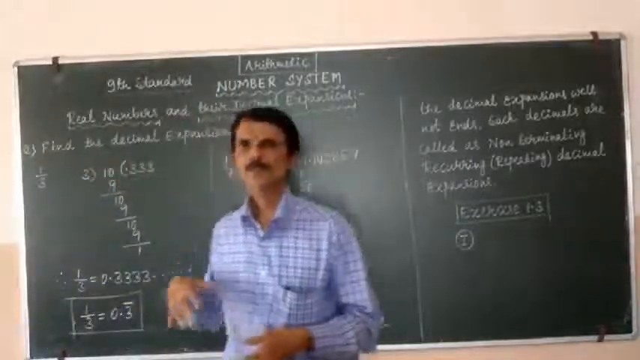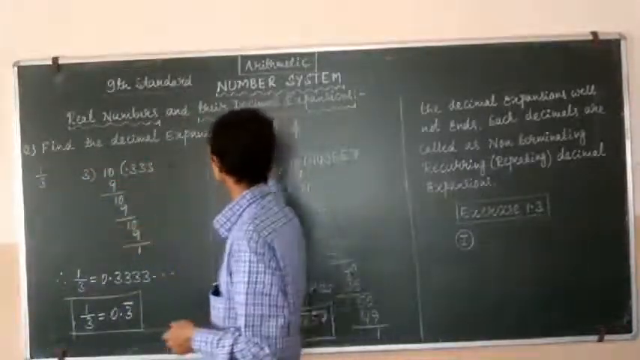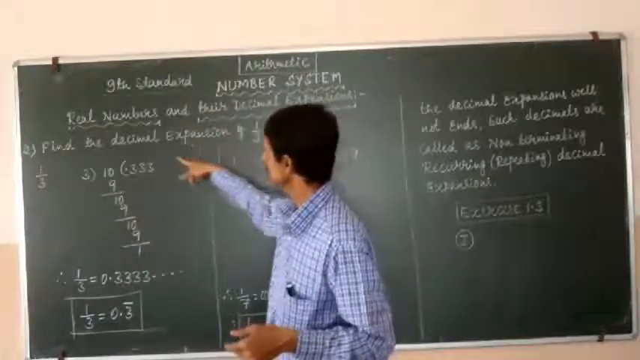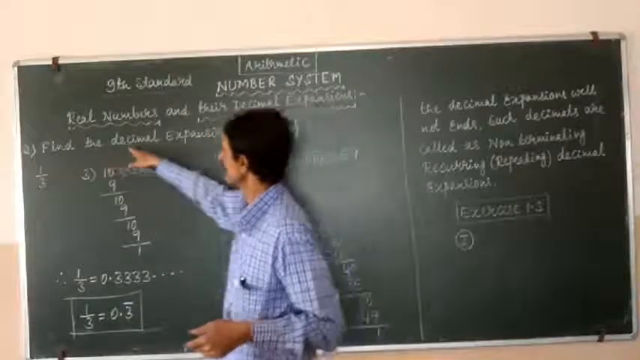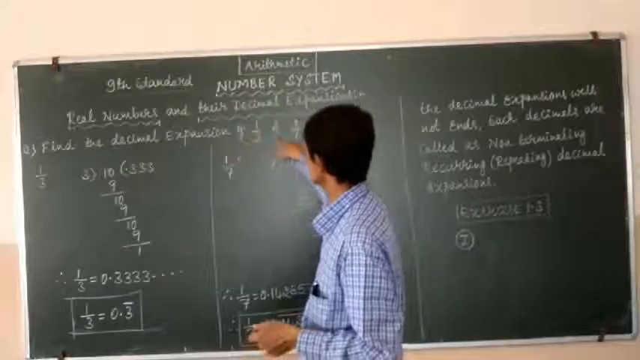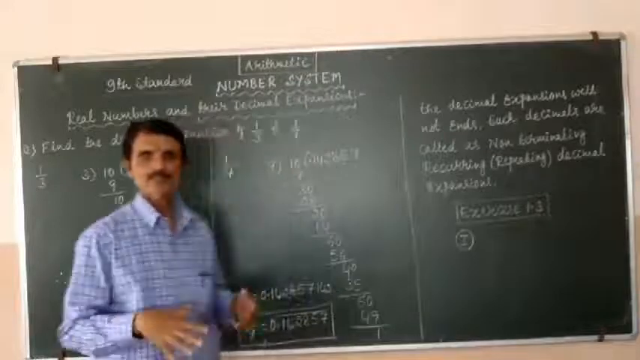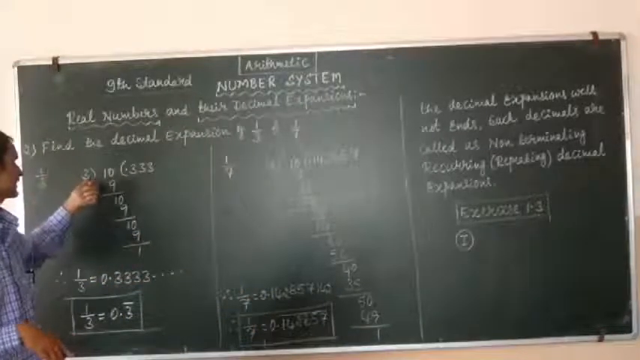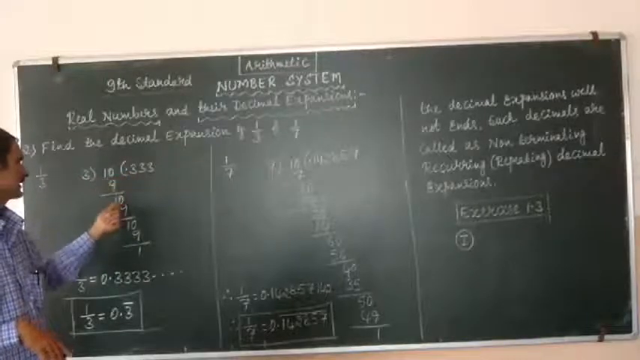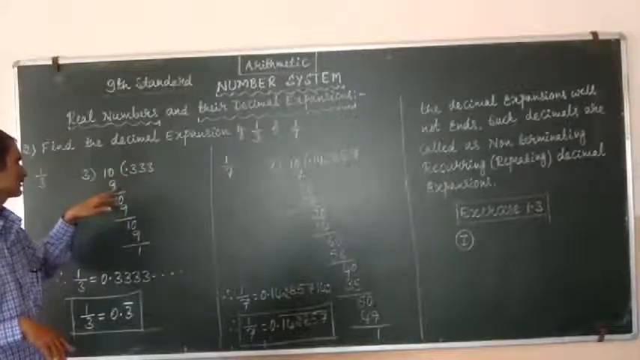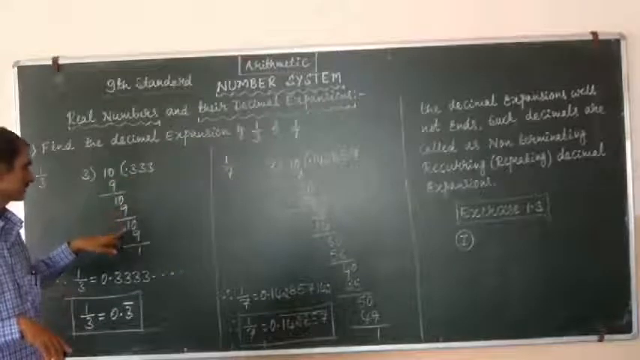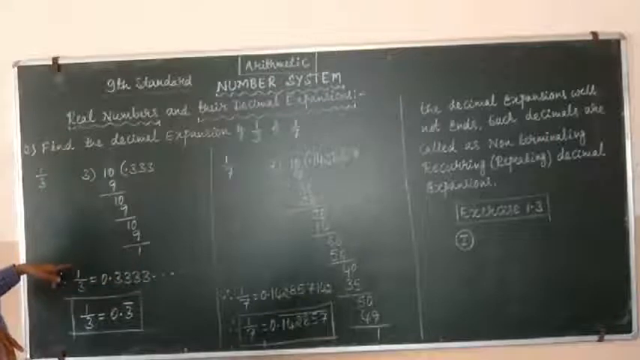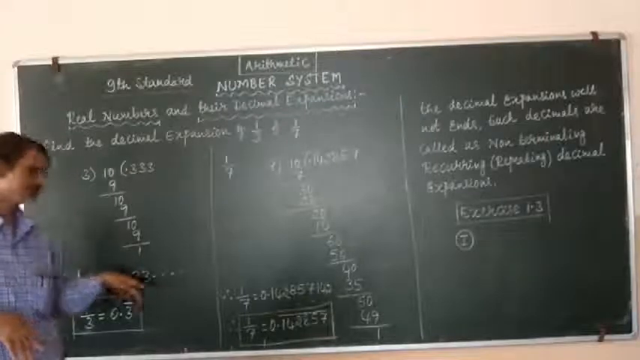Students, now observe another set of decimal expansions of numbers. Here, find the decimal expansion of 1 by 3 and 1 by 7. If you simplify 1 by 3, you will get 3 3s are 9, again 1 is the remainder. 3 3s are 9, 1 is the remainder. 3 3s are 9, 1 is the remainder. So the value of 1 by 3 is 0.33.